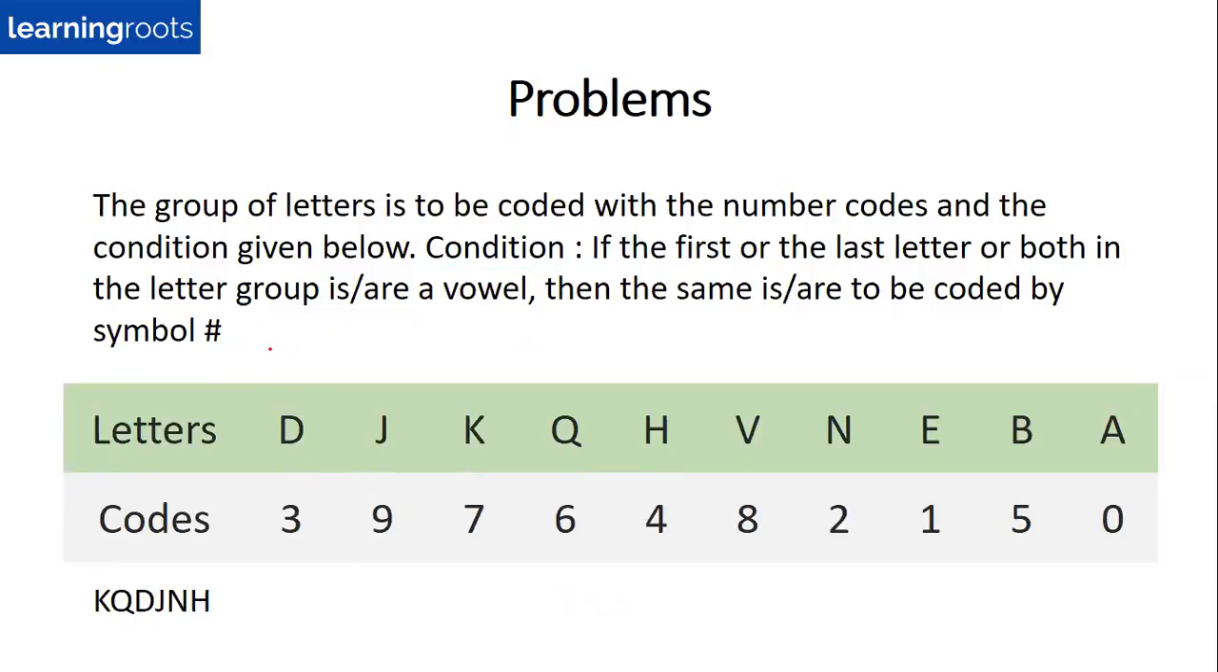Same set. Yeah, another straightforward question. You don't have to do anything because you don't have vowels. So K is going to be 7, followed by 6, followed by 3, followed by 9. Then you have 2, and then you have 4. So that is going to be your answer. Next one.